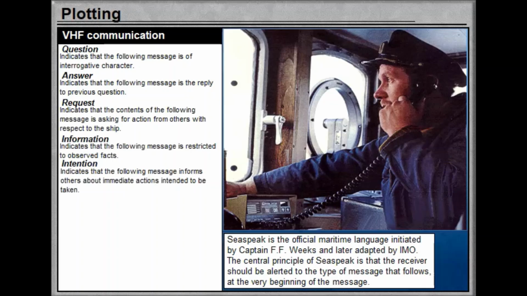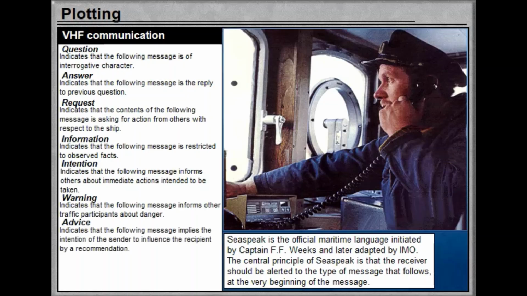Intention: indicates that the following message informs others about immediate actions intended to be taken. Warning: indicates that the following message informs other traffic participants about danger. Advice: indicates that the following message implies the intention of the sender to influence the recipient by a recommendation. Instruction: indicates that the following message implies the intention of the sender to influence the recipient by regulation.